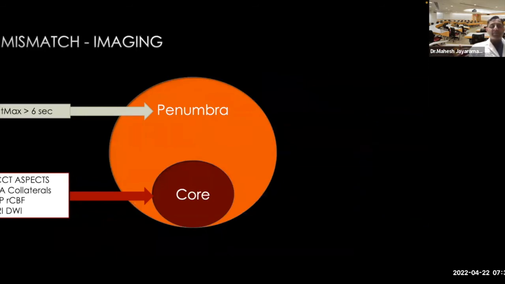The concept of mismatch can be done using either clinical or imaging. On the imaging side, when we talk about mismatch, we're talking about a mismatch between the blood flow to the penumbral tissue, and that's typically done using a Tmax value greater than 6 seconds, and the core. Again, we've talked about core: ASPECTS, collaterals, cerebral blood flow on CTP or DWI MR.